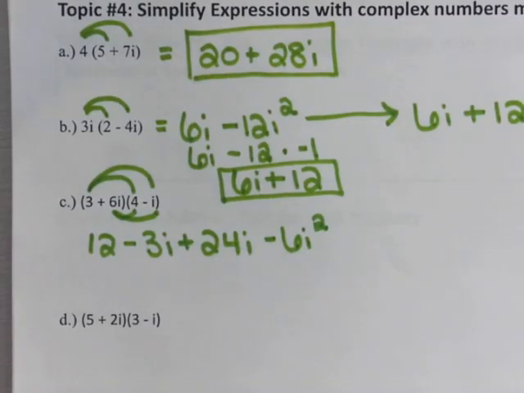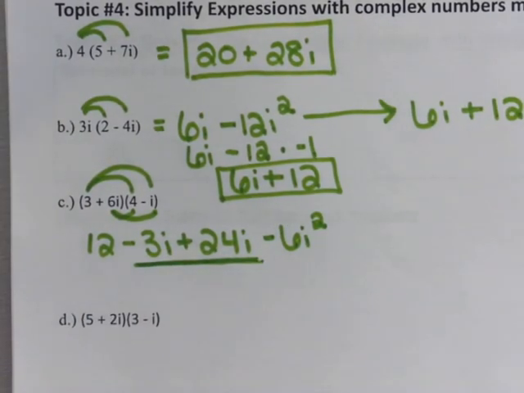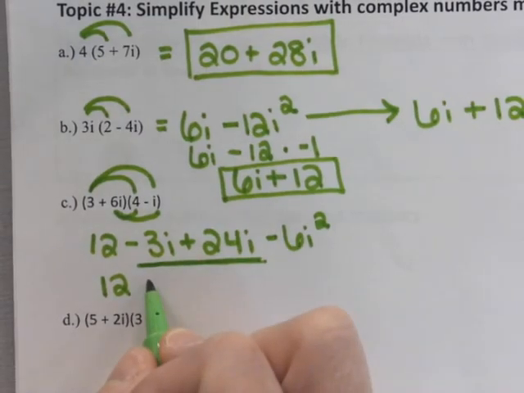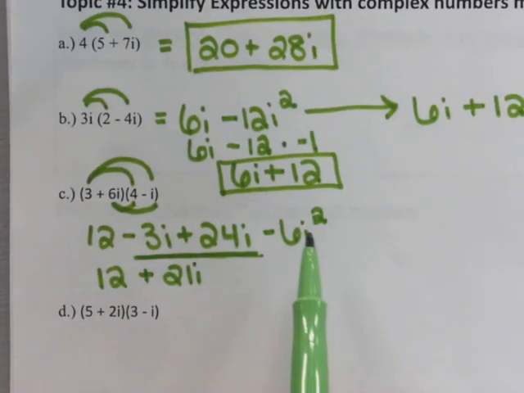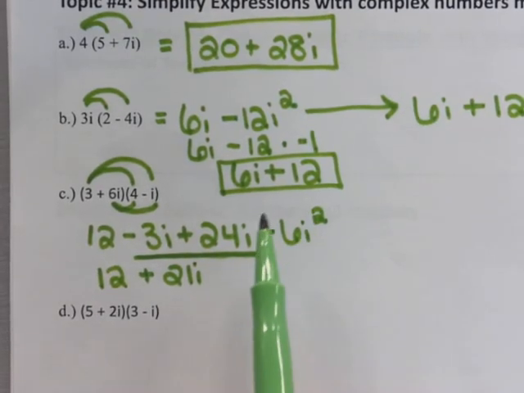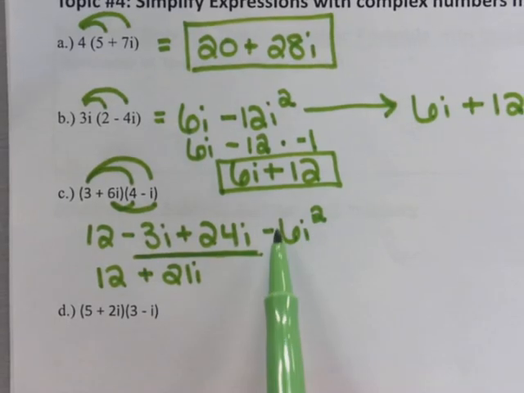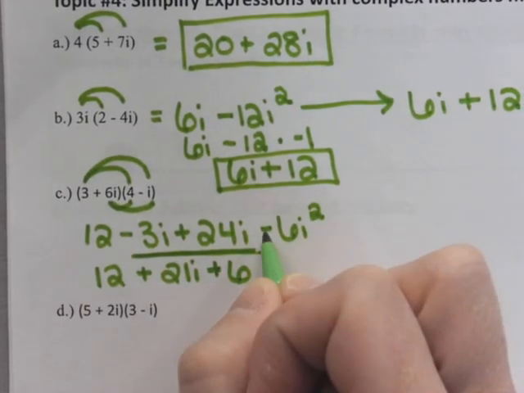Now, we've got two things we need to deal with here. Do you see how these are like terms that I can combine in the middle? Let's start there. What is 24 take away 3? 21. So I have 21i when I combine my like terms. This is how I like to think about it. The i squared's job is to change the sign, and then it's done. It can go home and take a nap. So I'm going to change the sign so that it's a positive 6.